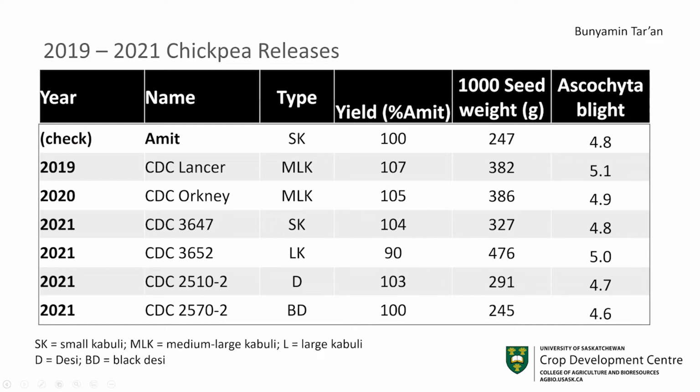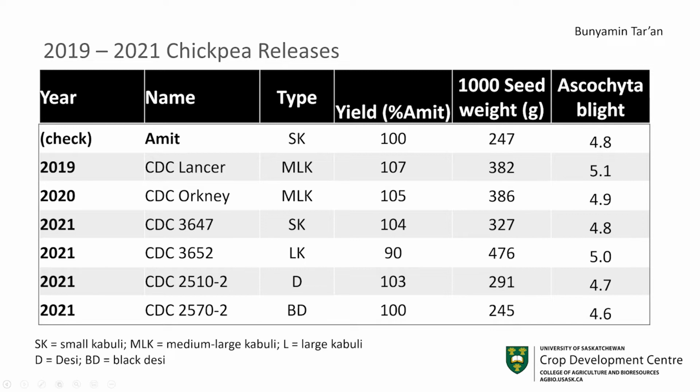And the next one is on my crop, chickpeas. There are a few available now for chickpeas. For example, Lancer was released in 2019 and Orkney in 2020. Medium-large Kabuli compared to B90, very strong yield all across, larger seeds, and similar or improved Ascochyta resistance compared to the check. And then this year we have a small Kabuli release and also a large Kabuli. You can see here 2021 CDC 3652. There's a yield penalty, but this is one of the largest-seeded Kabuli available, about 10 to 11 millimeter seed size, with a similar package for Ascochyta.